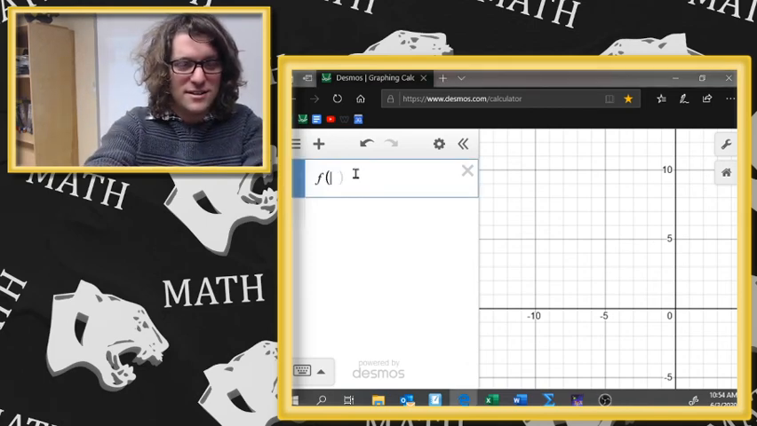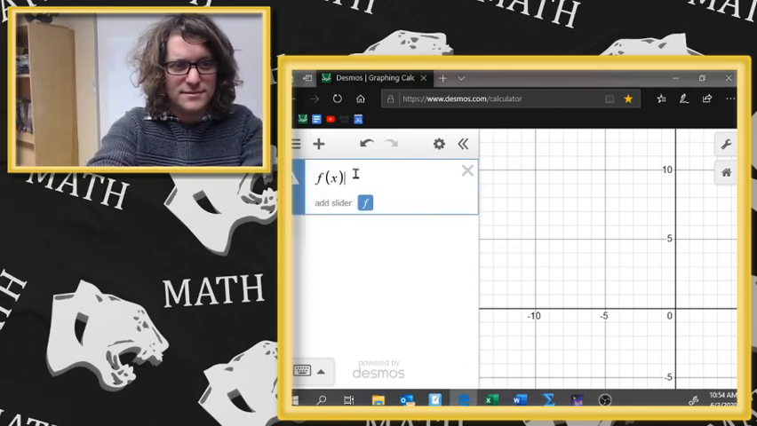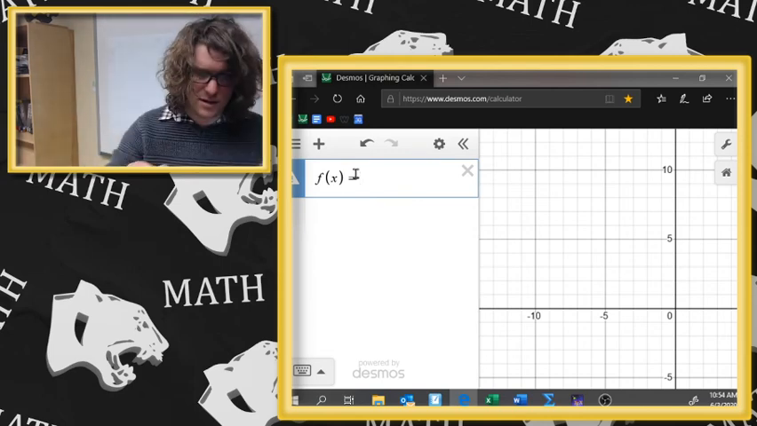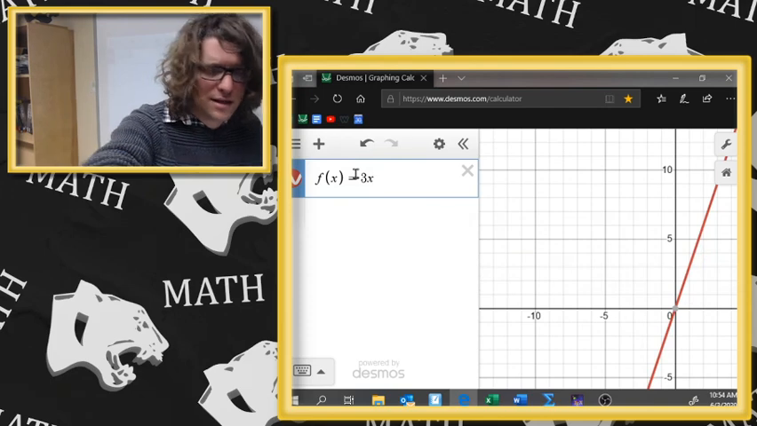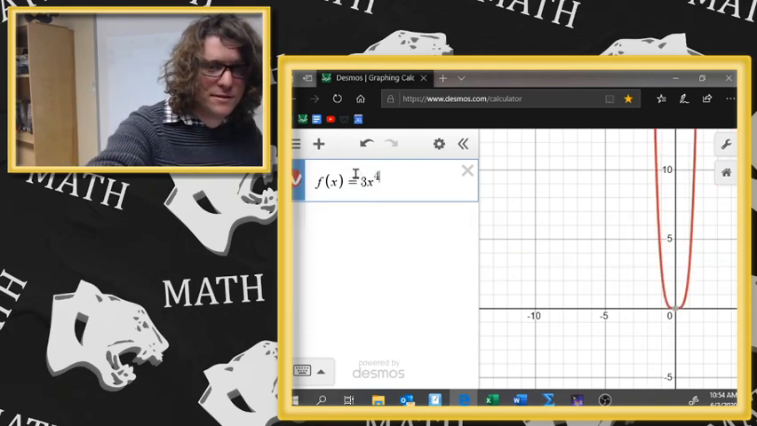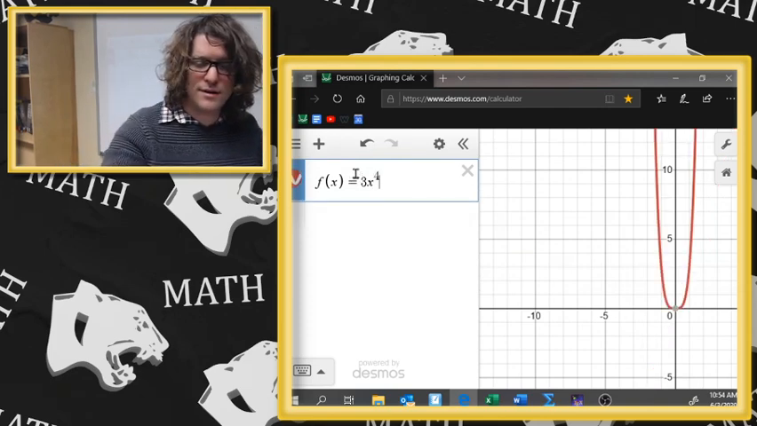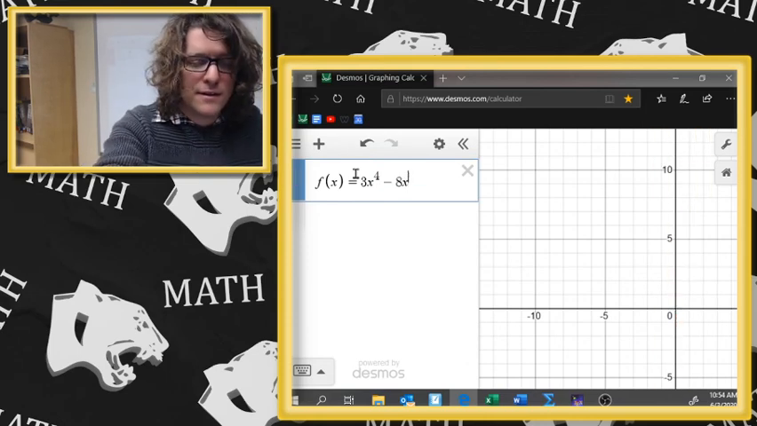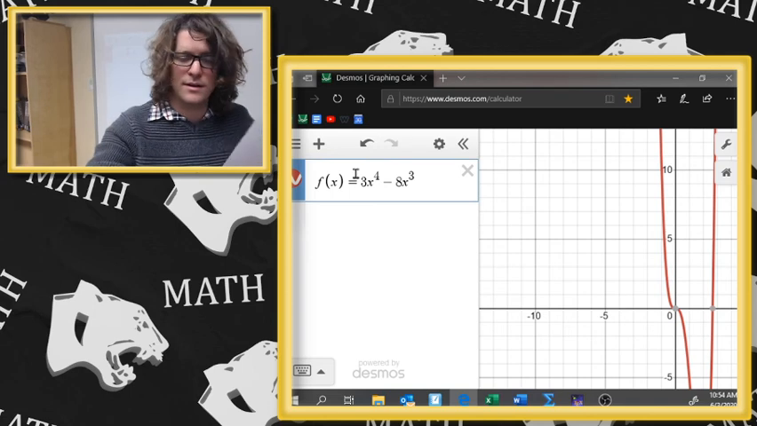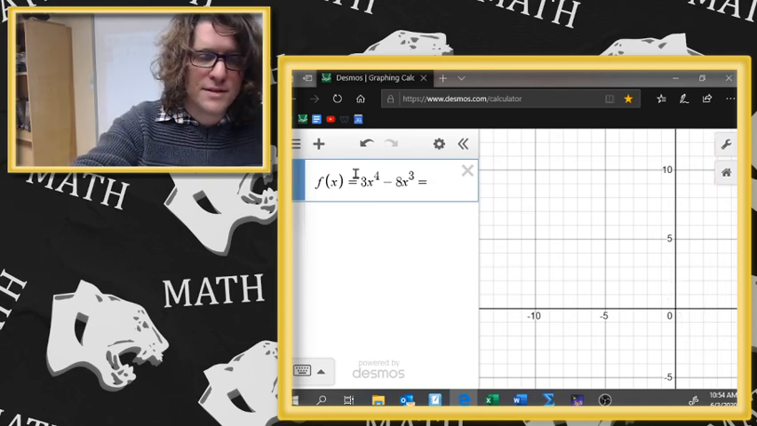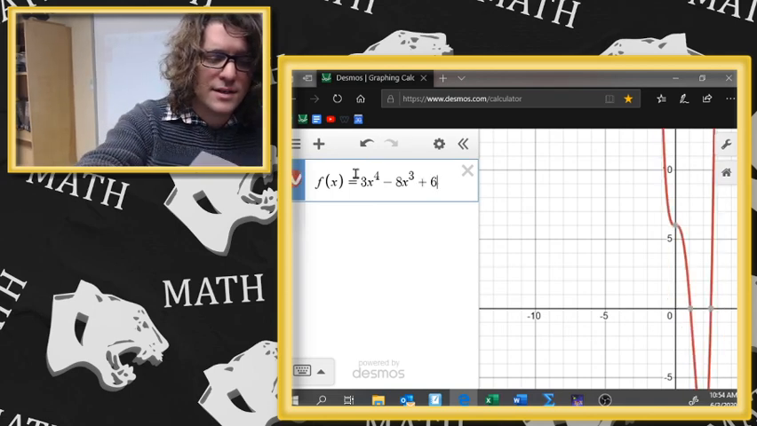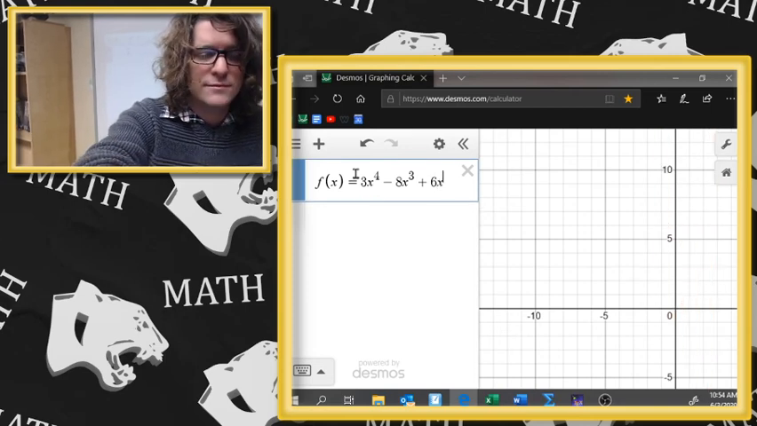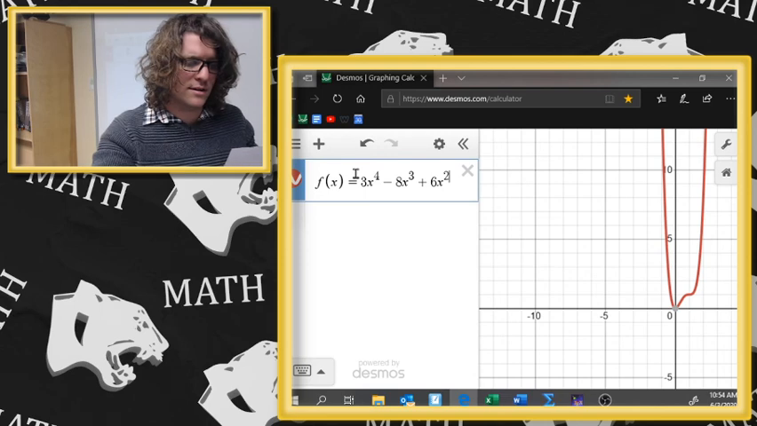F of x is equal to, now where is that thing? 3x to the 4 minus 8x to the 3 plus 6x squared plus 1.